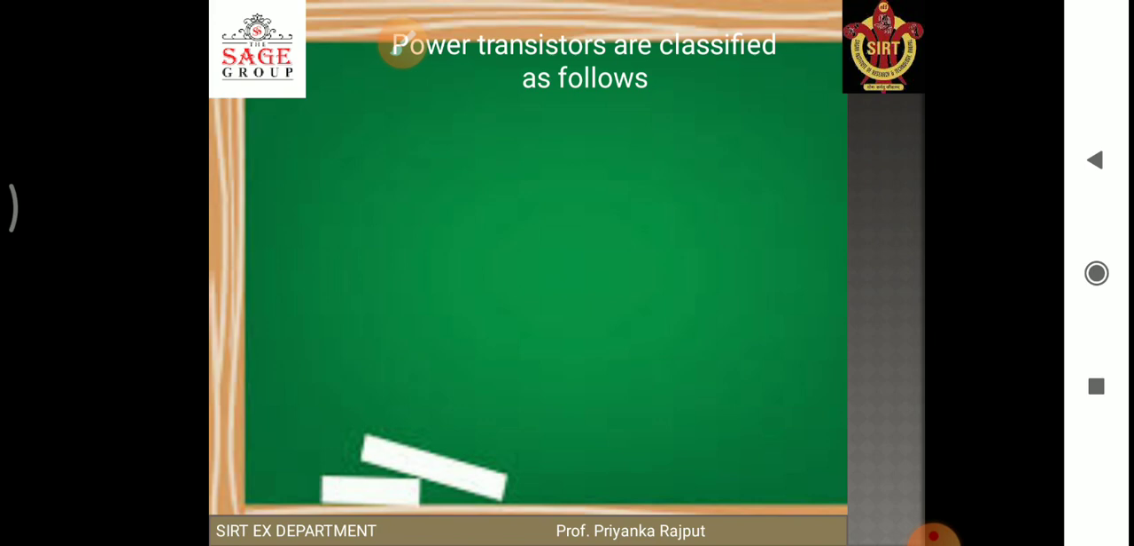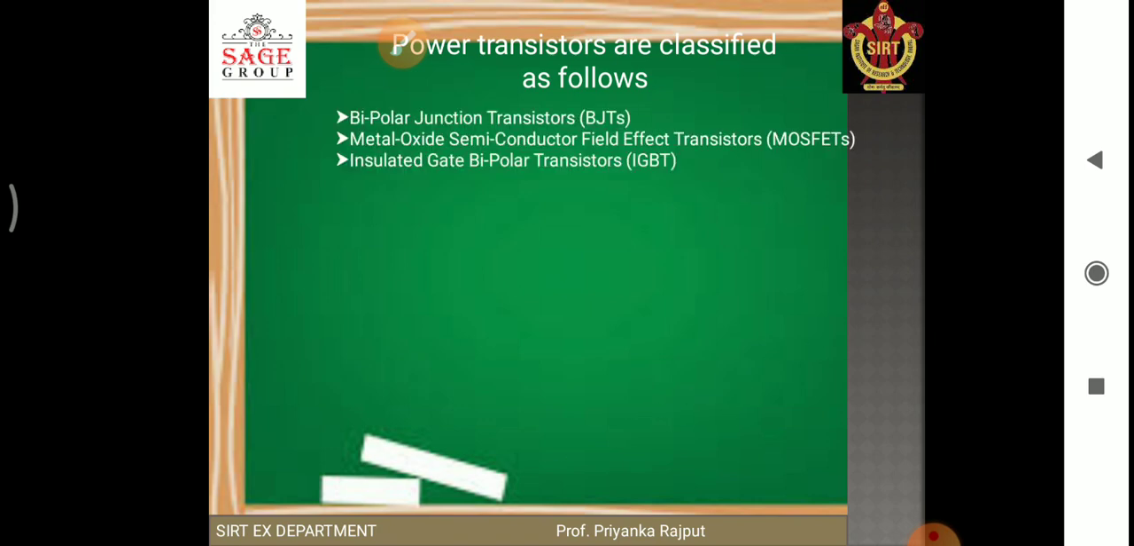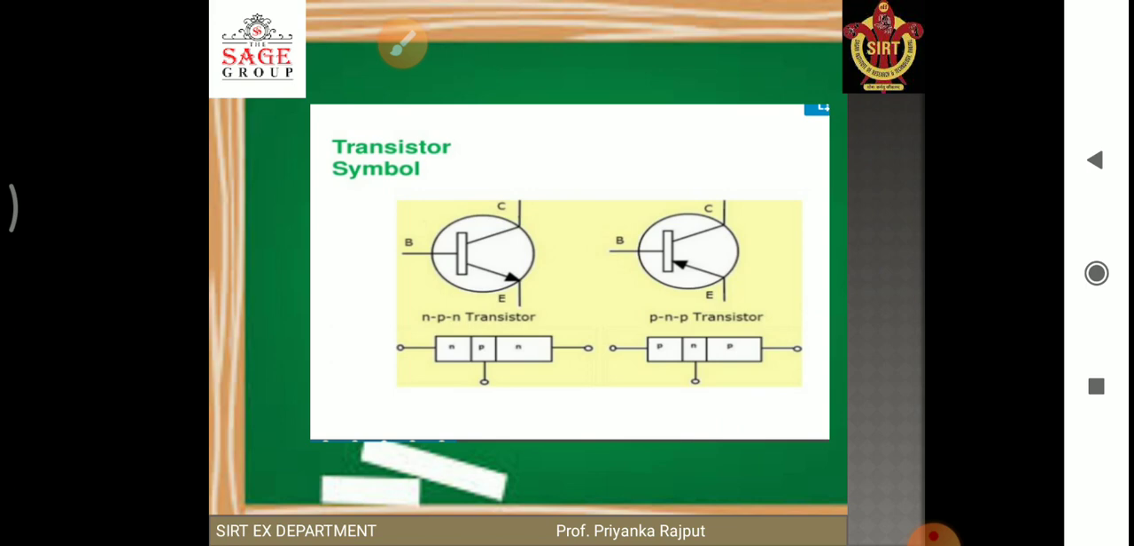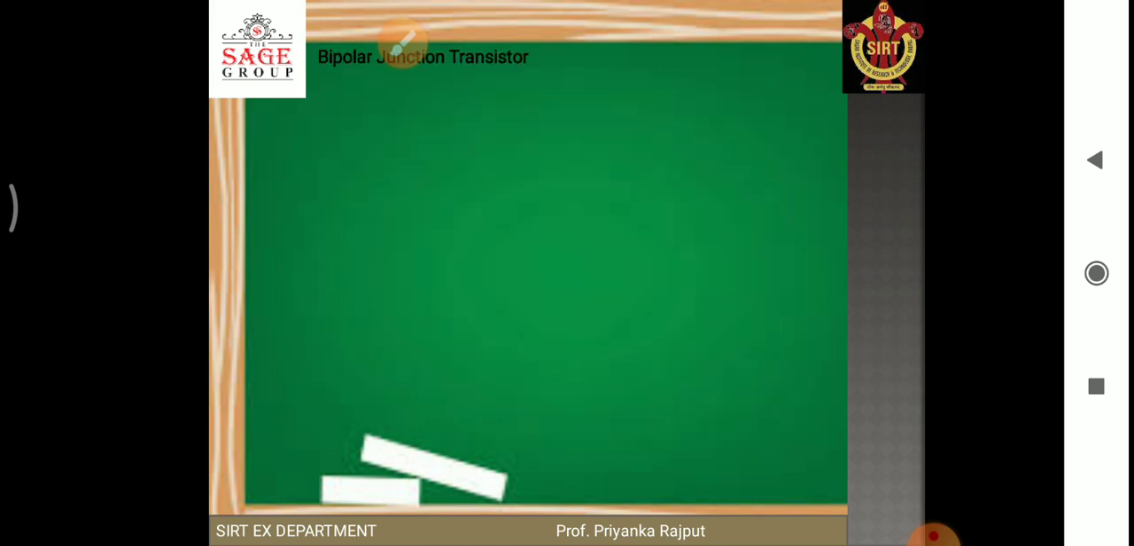The classification is as follows: bipolar junction transistor, MOSFET and IGBT. Now, this is the symbol of a transistor. Everyone knows a transistor is of two types: NPN and PNP. The first one is the symbol of an NPN transistor, in which the arrow sign goes outside, and in a PNP transistor the arrow sign goes to the inner side.